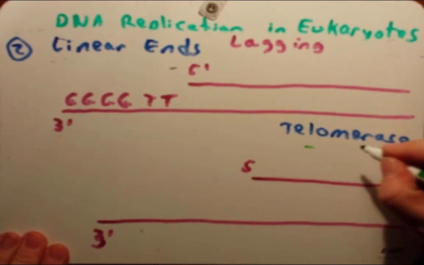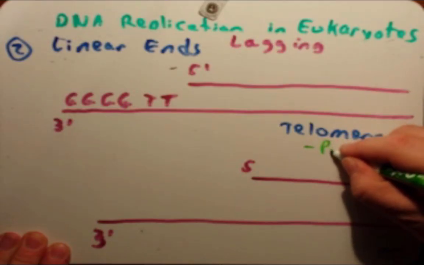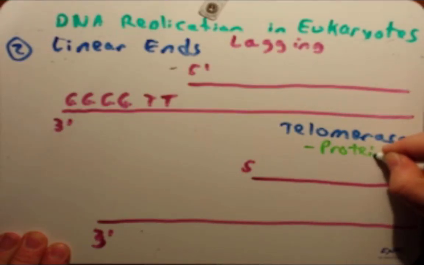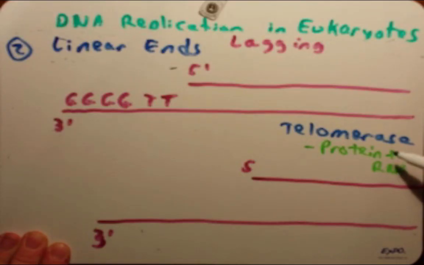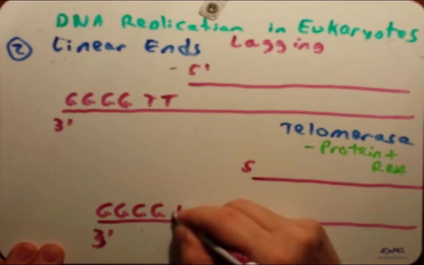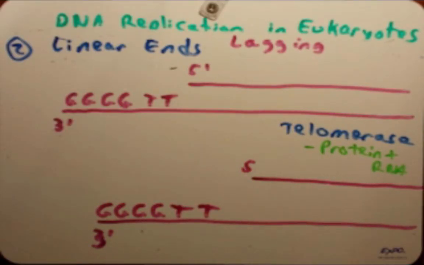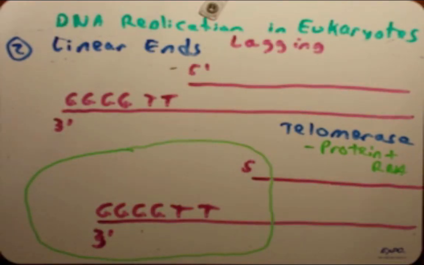In fact, why don't I write that here real quick? It's an enzyme that contains both protein plus RNA. And let me redraw our nucleotides here: G, G, G, G, T, T. This telomerase enzyme will bind this region here. That's the protein part of it. Within this protein now is RNA.